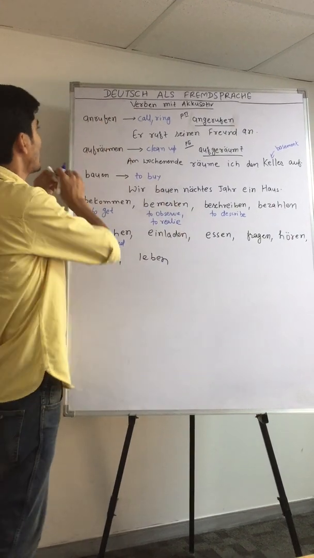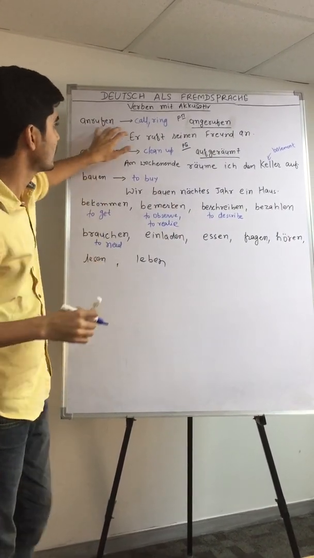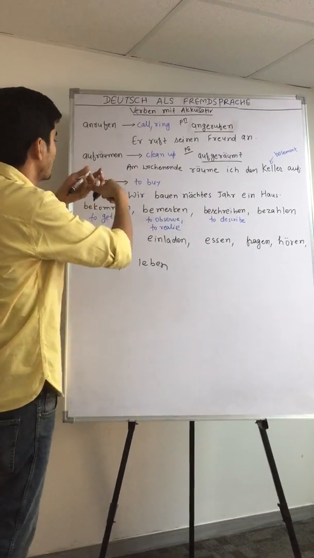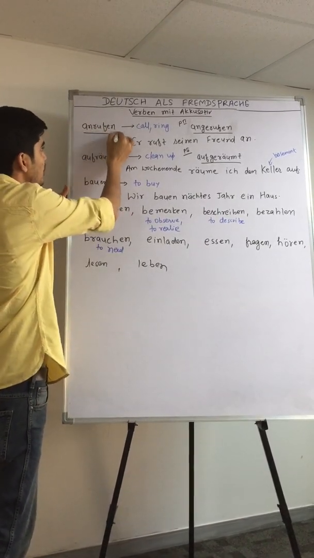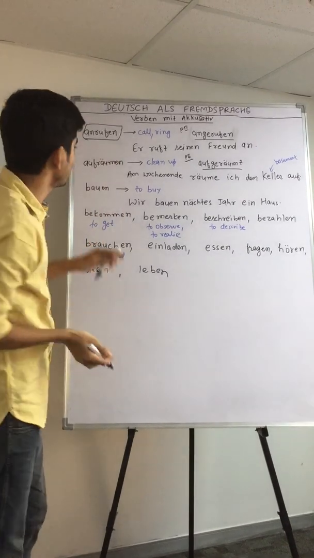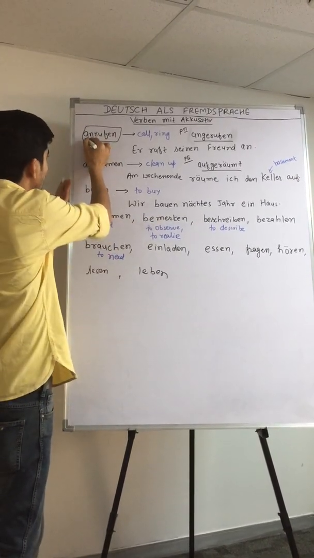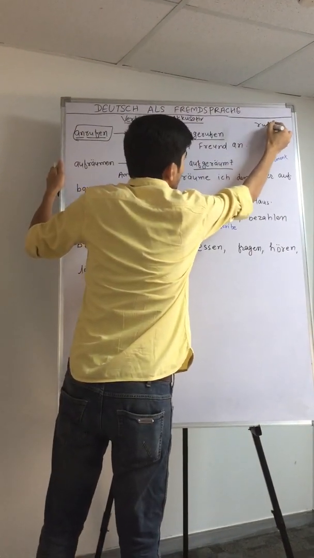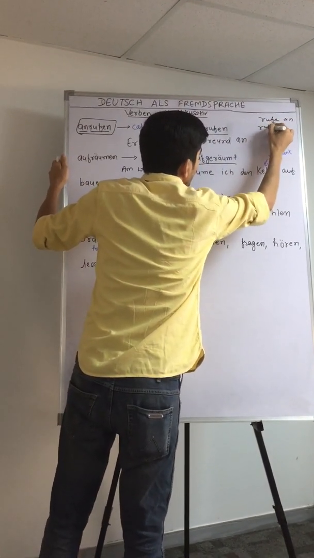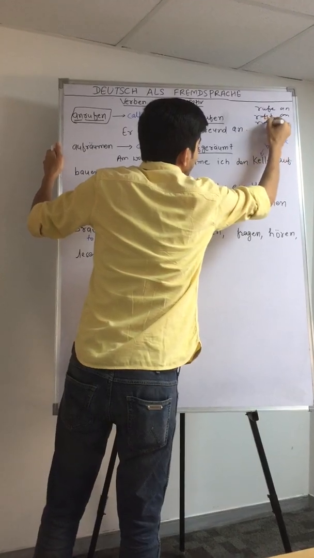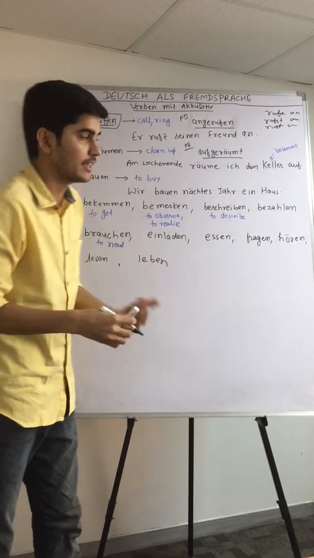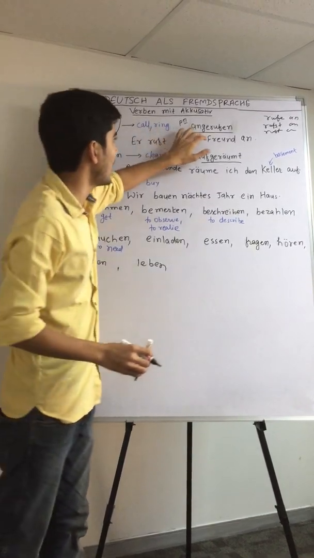So the first one is anrufen. Anrufen is to call or to ring. Anrufen is our verb, but this anrufen is a Trennbar verb. Trennbar means separable verbs. That is an and rufen. So the conjugation will be like ich rufe an, du rufst an, sie ruft an, wir rufen an, ihr ruft an, sie rufen an. So the participle will be angerufen.